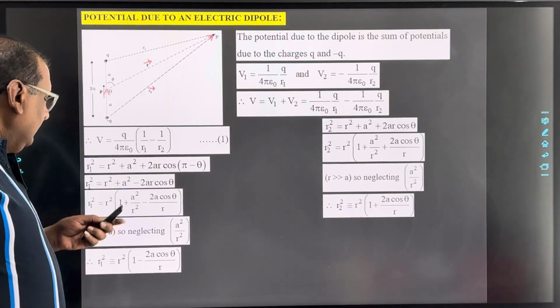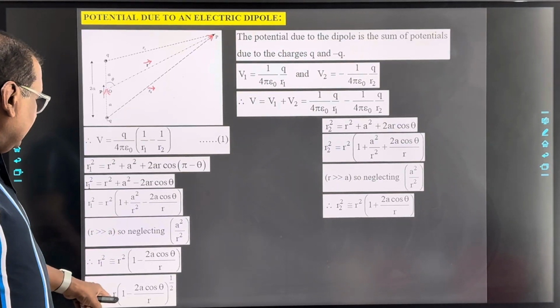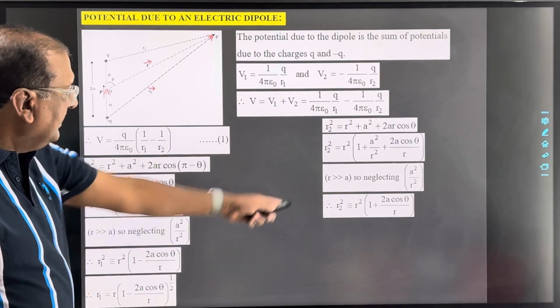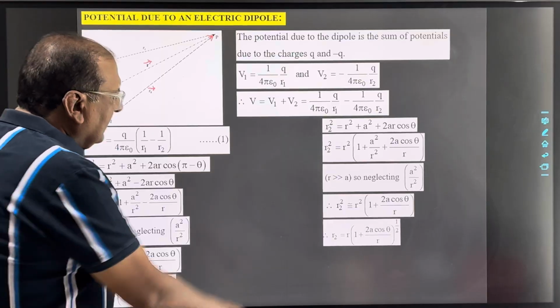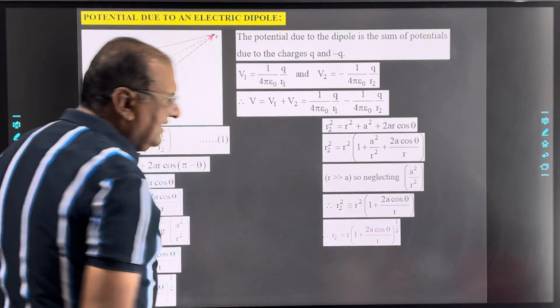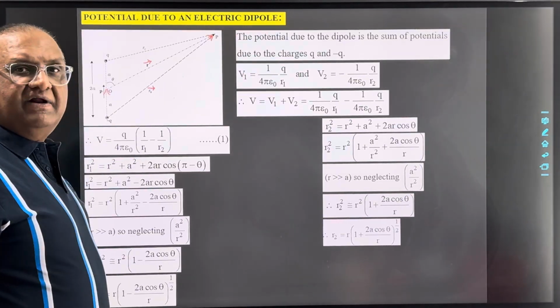Now, take the square root on both sides. So R1 is R into 1 minus 2A cos theta by R, raised to 1 by 2. Here also, R2 is equal to R into 1 plus 2A cos theta by R, raised to 1 by 2. We want 1 upon R1 and 1 upon R2.